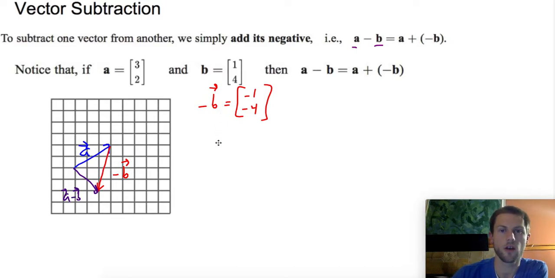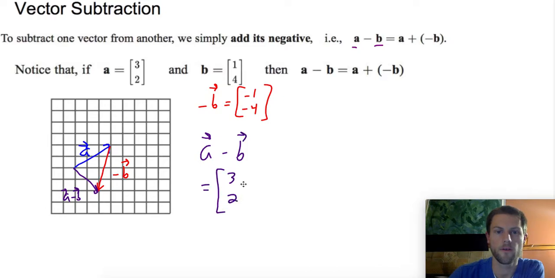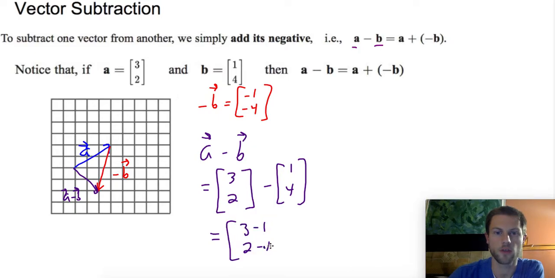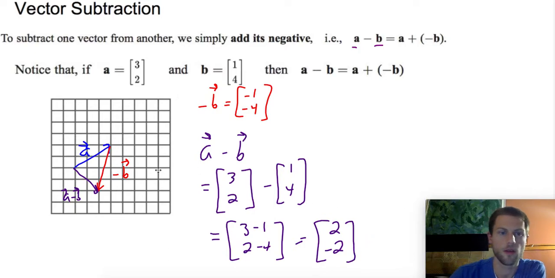And hopefully we're seeing here that when I take vector A and I subtract vector B, that's the same thing as taking the components of A and subtracting the components from B. So this is the same thing as taking 3 minus 1 and 2 minus 4. So that should be, this vector A minus B is 2, negative 2. And hopefully you're seeing that. I'm going to the right 2 and down 2. That seems to match up with the graph. So there's my vector subtraction.